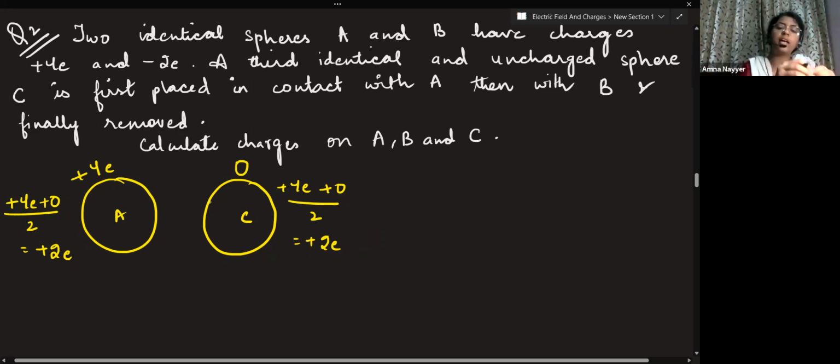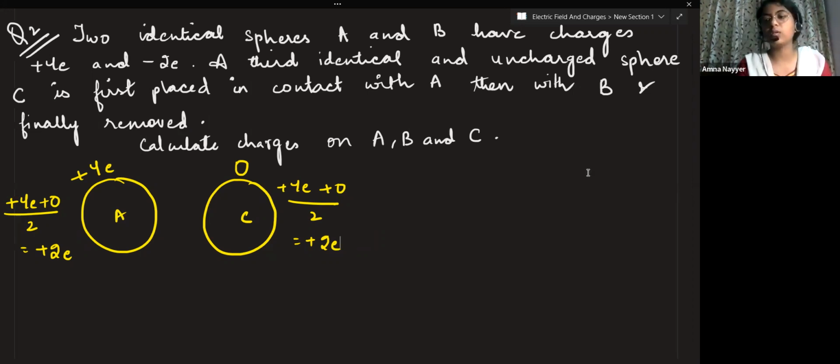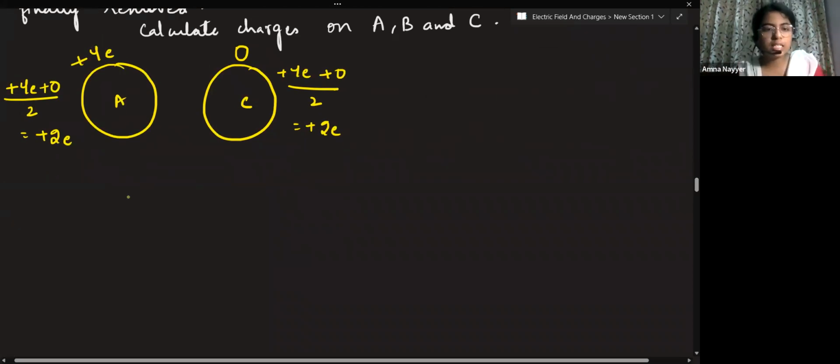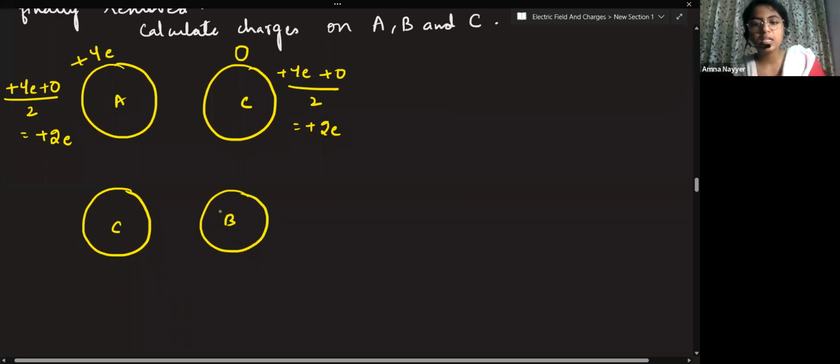Now C with this much charge is brought in contact with B. So now we won't take the value of C as 0. Now we have the value of C as plus 2e. So we have C, we have B. B was already given minus 2e and C is now plus 2e. So plus 2e from C, then minus 2e from B divided by 2, this becomes 0. Similarly for B, plus 2e from C minus 2e from B divided by 2.